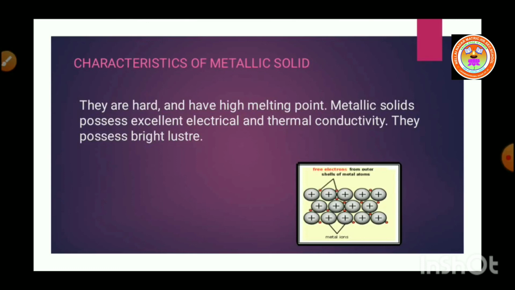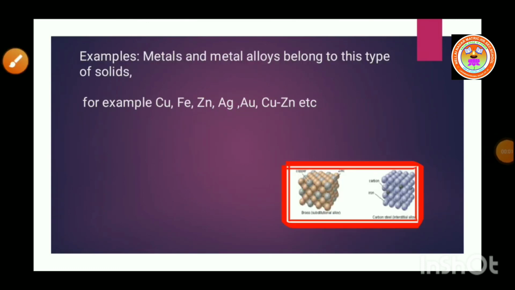Okay, see here, what are the examples of metallic solids? Metals and metal alloys belong to this type of solid. For example, what are the metals here? One is copper, another one is iron, zinc, silver and gold. Metal alloys here: copper and zinc, that is called brass. Okay, now clear?